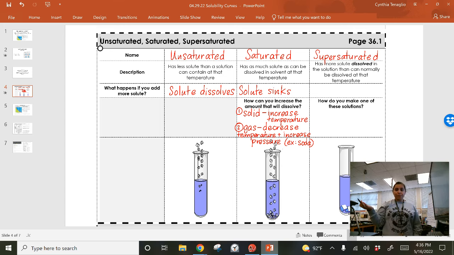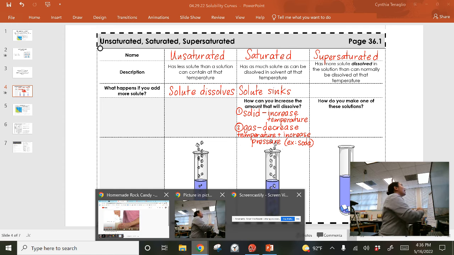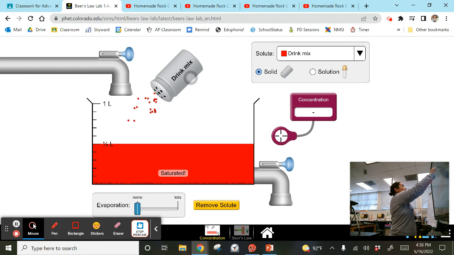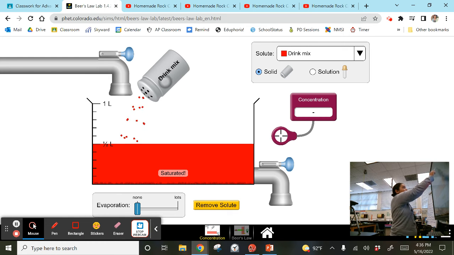All right, so supersaturated solutions, what are they all about? Well, first off, it's very complicated to make a supersaturated solution. If I go to my simulation here and I continue to add drink mix, it's never going to get to a point where it's supersaturated. I actually have to manipulate it a little bit further.